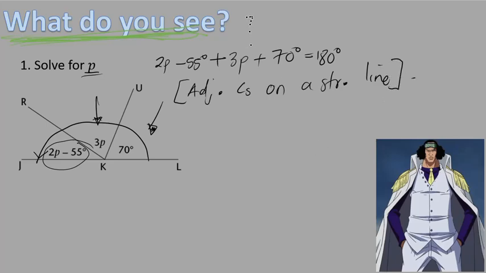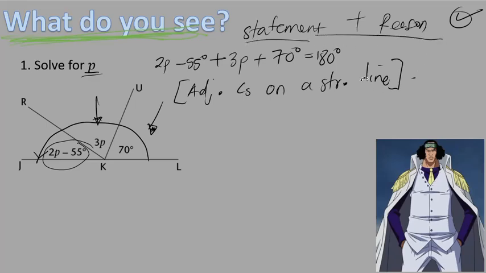There, my reason. Remember, statement plus reason, 1 mark. Remember that. Statement plus reason, 1 mark. Statement alone, no mark. Reason alone, no mark. Right statement, wrong reason, no mark. Right? So now, what am I supposed to do here?